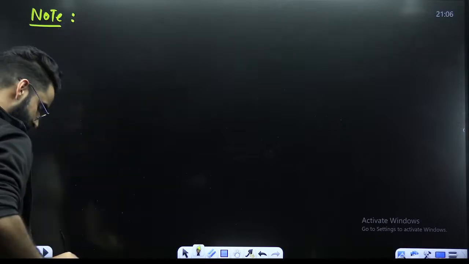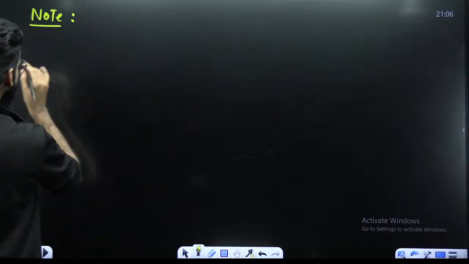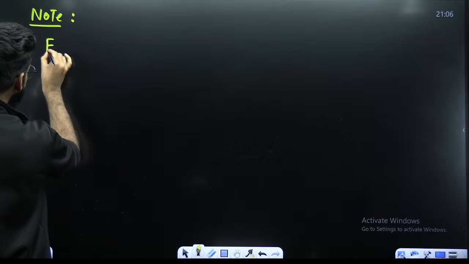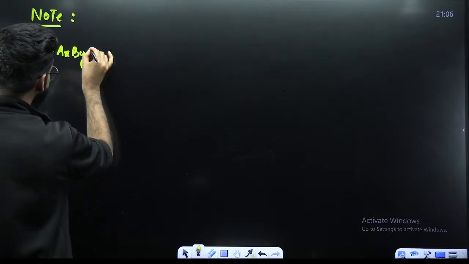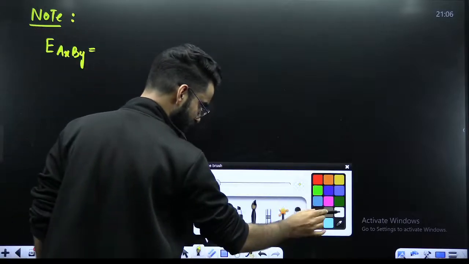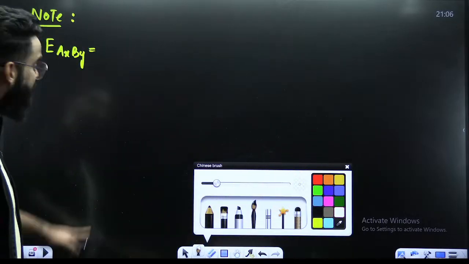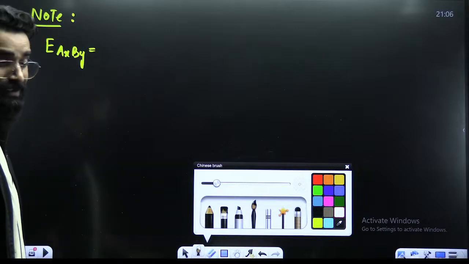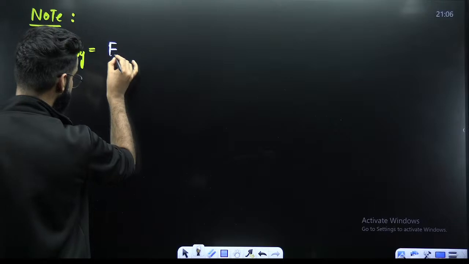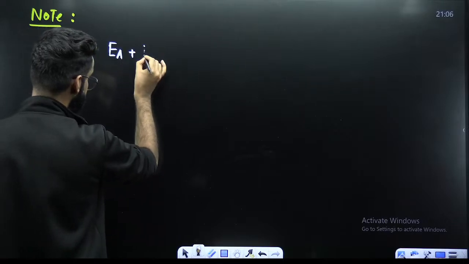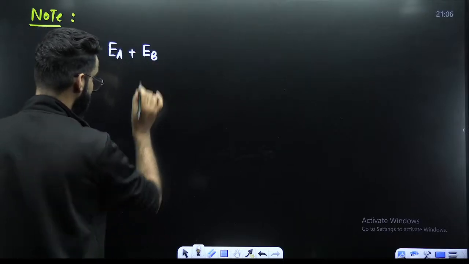Just take a note of one statement. My dear students, if I'm writing something like this, equivalent mass of a compound, let's say the compound is AXBY, and this compound contains two elements, A and B. Let me tell you, equivalent mass of the compound is always equal to the sum of the equivalent masses of its elements. Remember it, right?